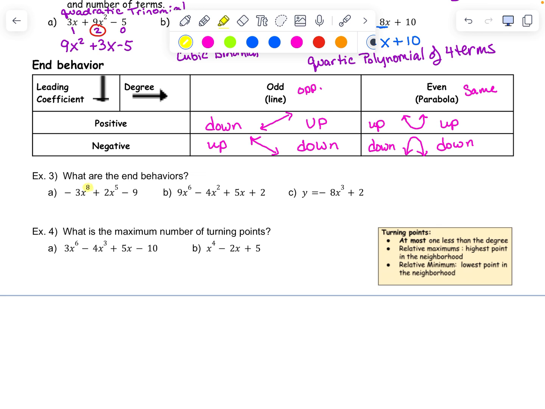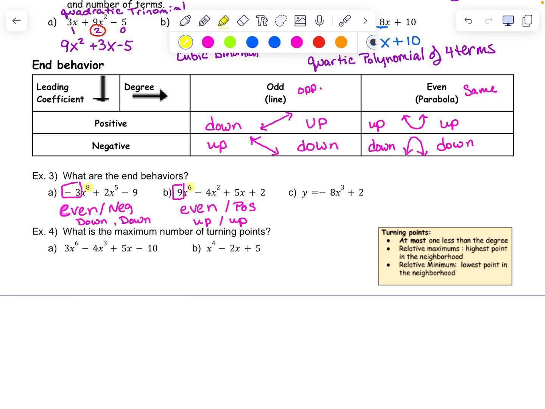Okay? Okay, so let's look at these to decide the end behaviors. Okay, so the degree of this one is 8. So we know this is even. And the leading coefficient is negative 3. So we're going to be going even, negative, which means my end behavior for even negative is down on the left and down on the right. Okay, the next one we have 6 is the degree, and so the coefficient for that is going to be 9. So we have even because of the 6, and then positive because the 9 is positive. So this guy is going to be going up and up. Up on the left, up on the right.